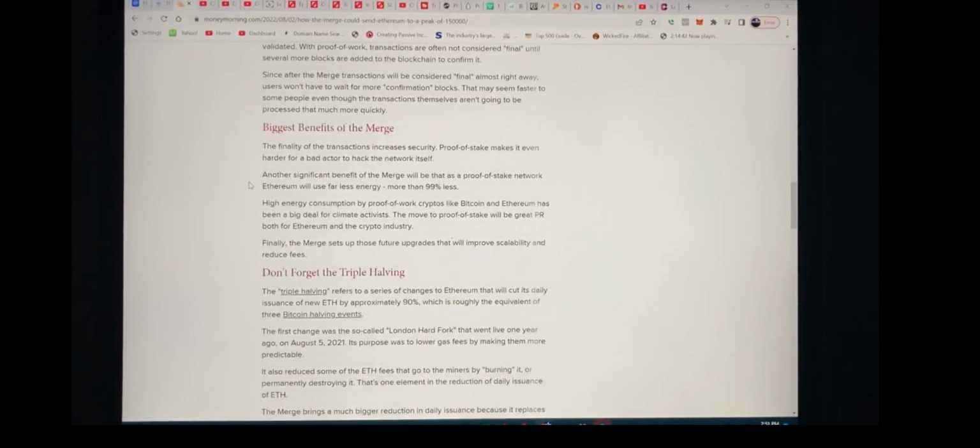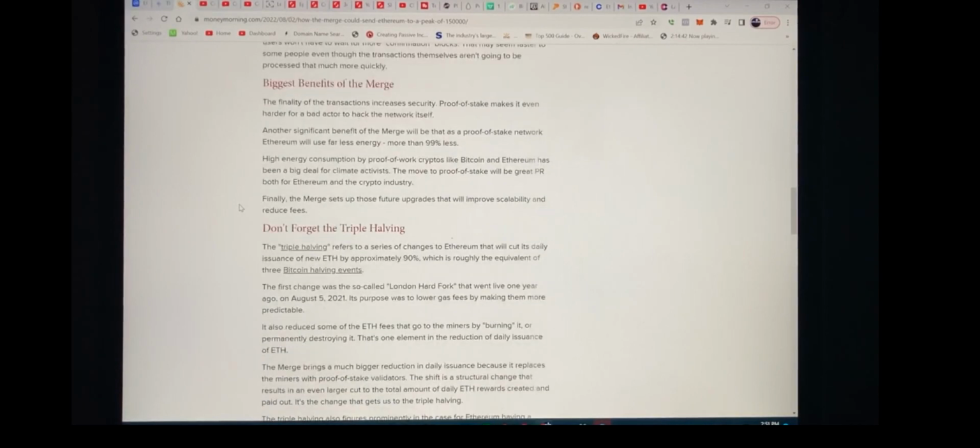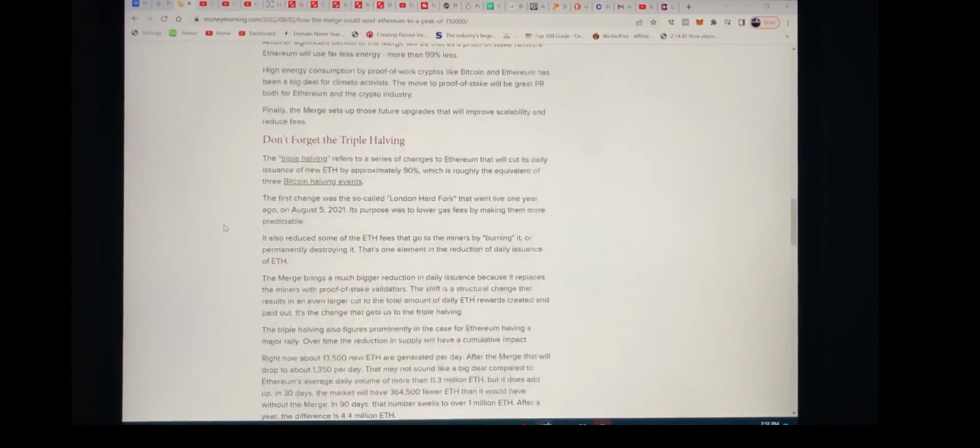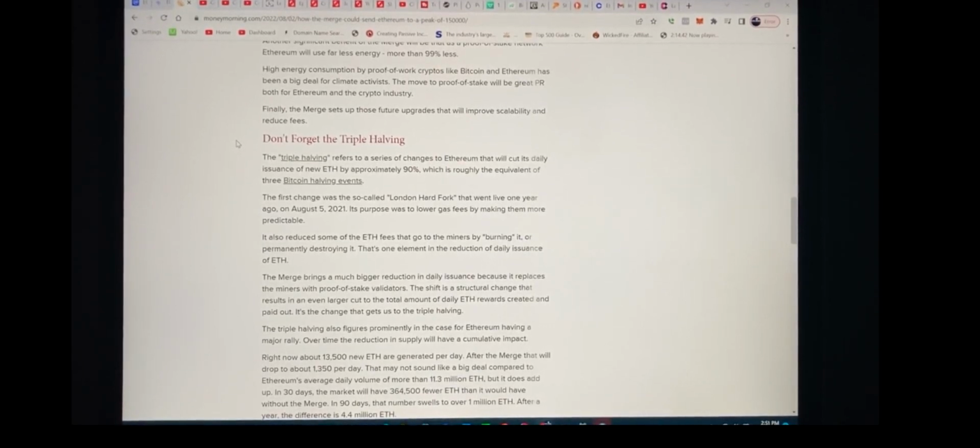Proof of stake makes it even harder for a bad actor to hack the network itself. Another significant benefit of the merge will be that as a proof of stake network, Ethereum will use far less energy, more than 99% less. These are two benefits of the merge. High energy consumption, like crypto and Ethereum, has been a big deal for climate activists. So this will make many people happy.